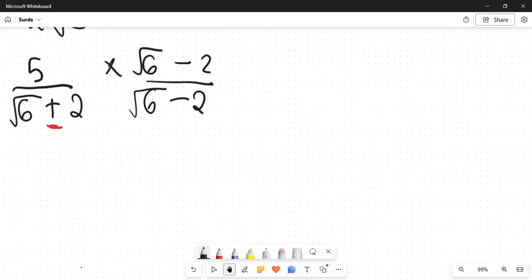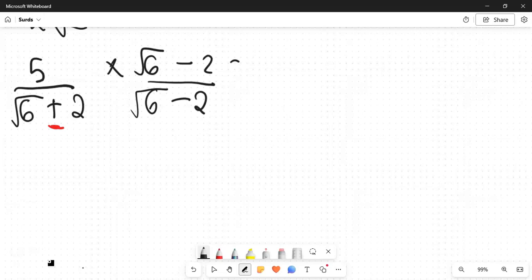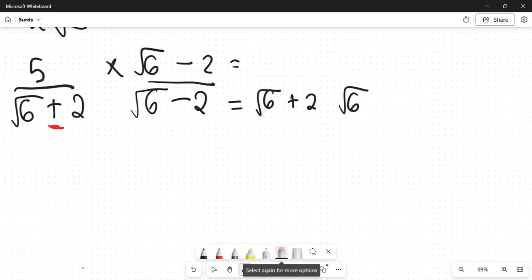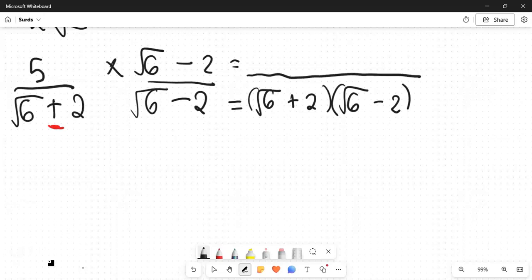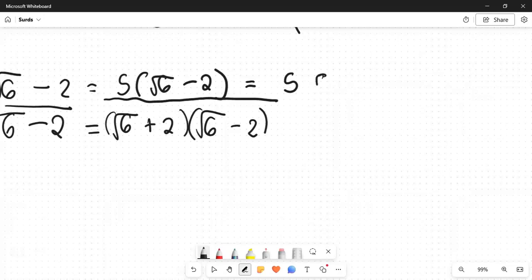To make the equation more meaningful, I'm going to use double brackets. So it will be root 6 plus 2 and root 6 minus 2, bracket, bracket. The same applies for the numerator: 5 into brackets root 6 minus 2. How do we open the brackets here? Opening the brackets for the numerator is straightforward, because we get 5 root 6 minus 10.